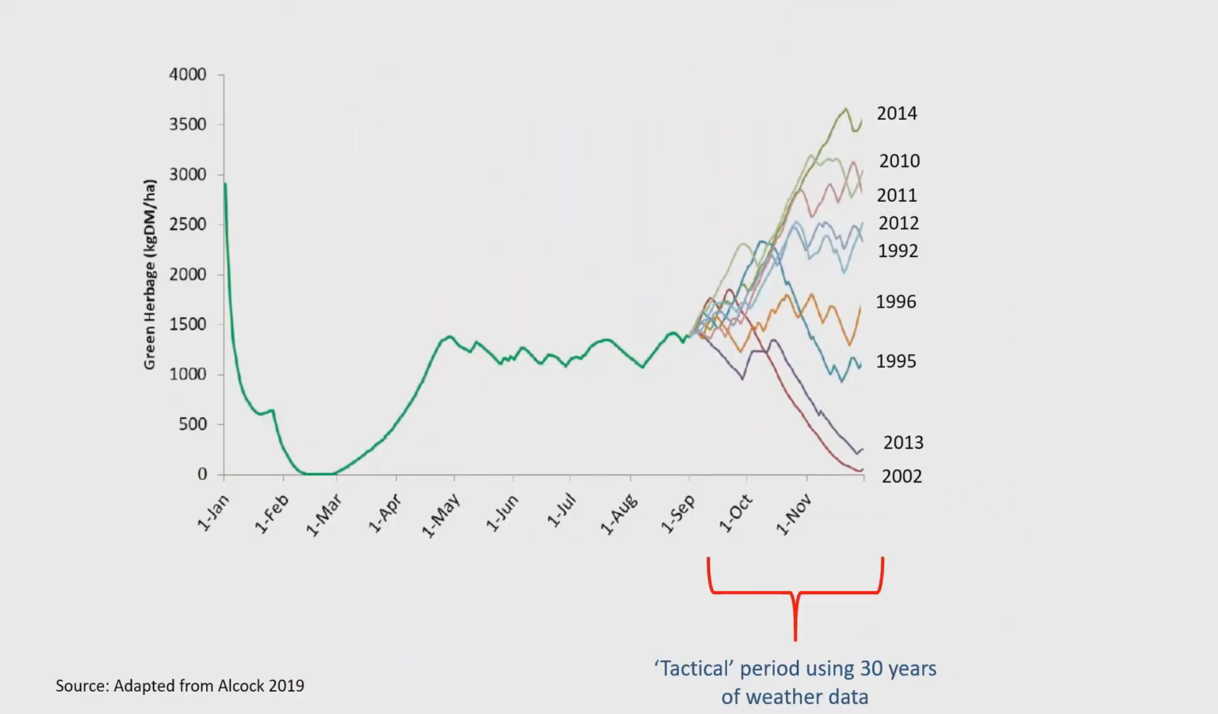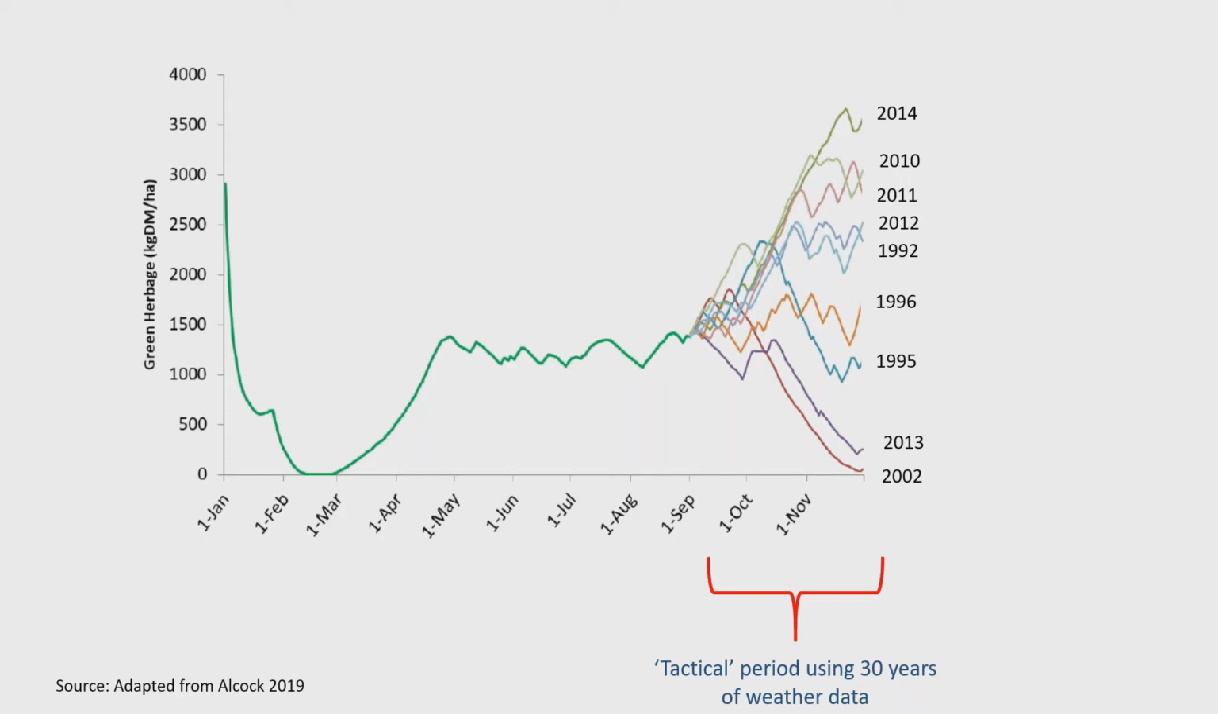Within GrassGro, we can do what's referred to as a tactical run. A tactical run is where users can download historical weather data for a location, in this case the past 30 years of weather data, and then run GrassGro to look at the likely range of pasture and animal production outcomes over the next few months. And this is what the pasture forecast graphs and the other graphs in this part of Farming Forecaster are based on. They're based on tactical runs out of GrassGro.